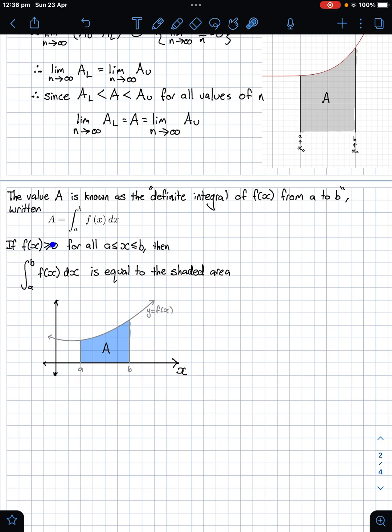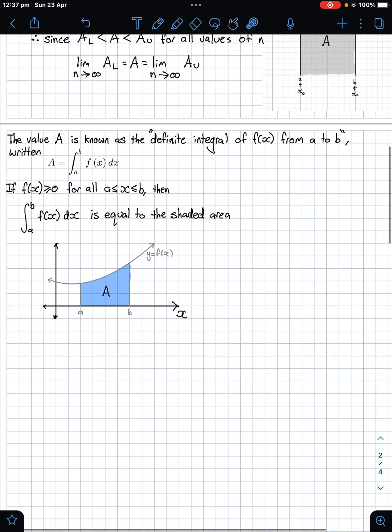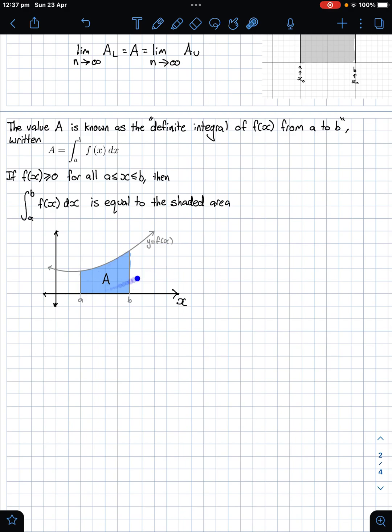So if f of x is greater than or equal to 0, now we haven't really talked about this, but I'll cover this quickly now. This is just the simplest integral we do, which sits above the x-axis. But we can still take the integral when it's below the x-axis, we just get a negative number. So if f of x is greater than 0 for all x greater than a and less than b, then the integral between a and b of f of x dx is equal to the shaded area. So it pretty much means we can calculate the shaded area here in this particular area.